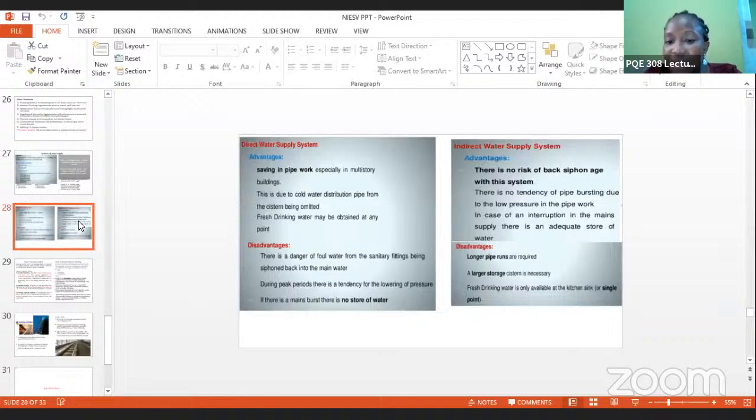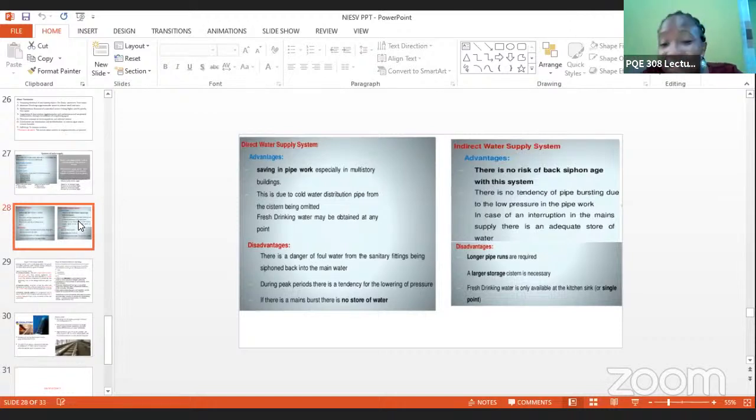In the indirect water system, there's no risk of back siphonage. There's no tendency of pipe bursting due to the low pressure in the pipe work. In case of any interruption in the main supply, there's an adequate store of water. That is, you've already stored your water.